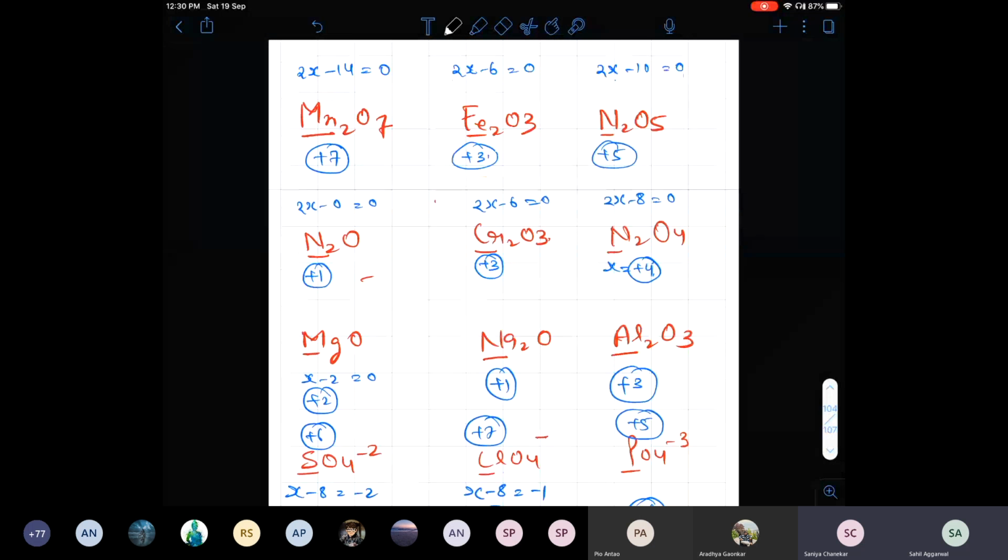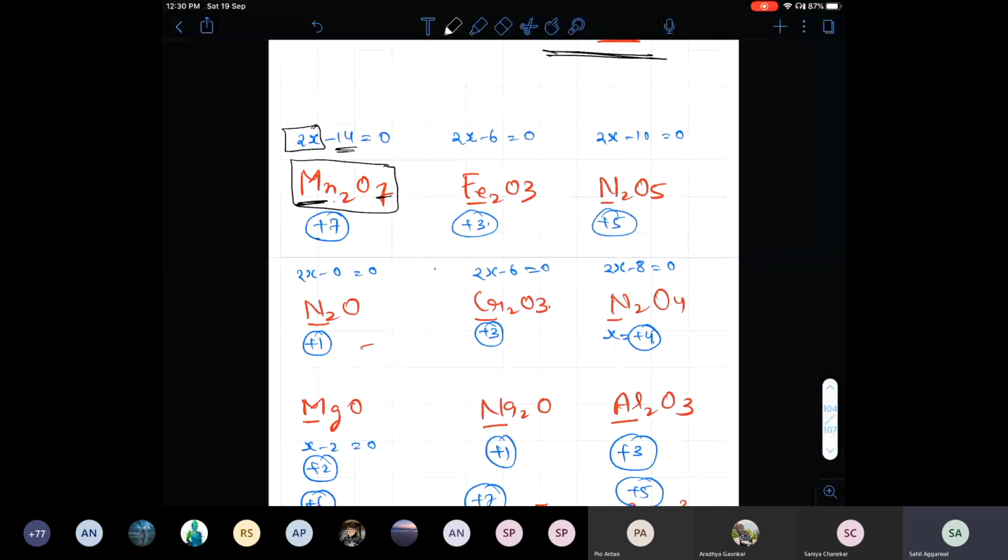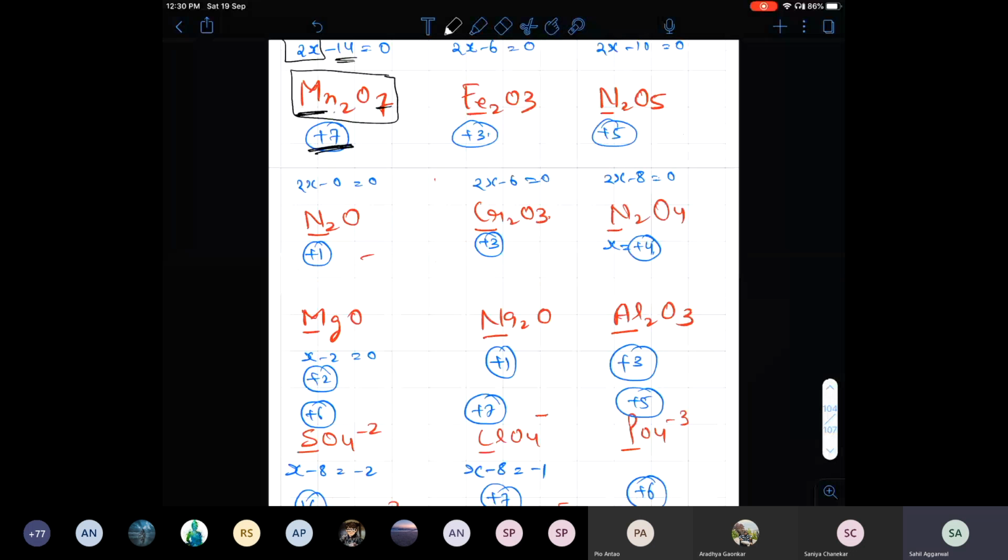Okay, let's go for these now. So we want to calculate for Mn. We should keep 2x. Oxygen will be minus 14. Overall charge is 0. So we can calculate it as plus 7. Any problem to anyone in this? First option, sorry, first question.